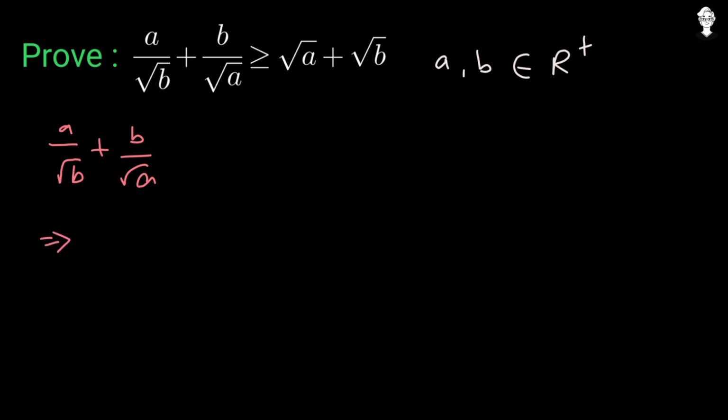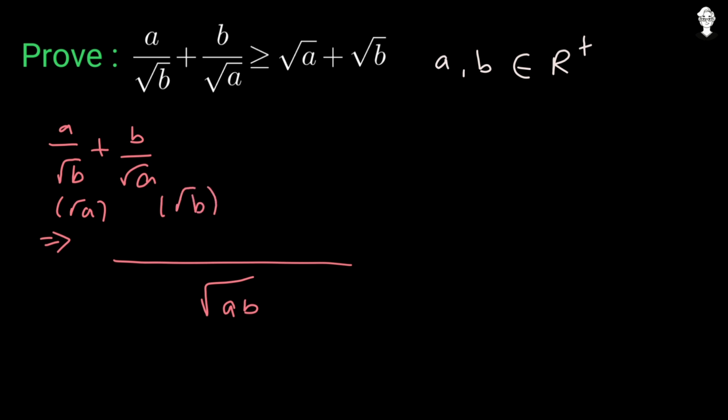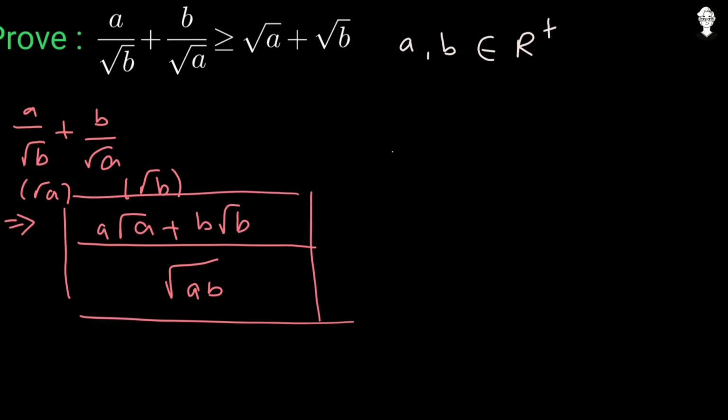So I'll take the common LCM as square root of ab. Here we already have square root of b, so I need to multiply square root of a. And here we have square root of a, so I need to multiply square root of b. So I finally get a square root of a plus b square root of b in the numerator. Okay. Now we'll discuss something else.